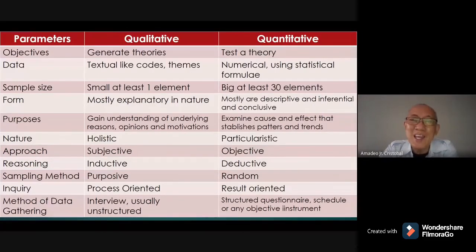Qualitative is process-oriented, while quantitative is result-oriented. A qualitative is more difficult to do because you have to be very careful of the process that you're going to follow in order to arrive at the result. While in a quantitative, you are just looking at the result based on the formula, and that's it.